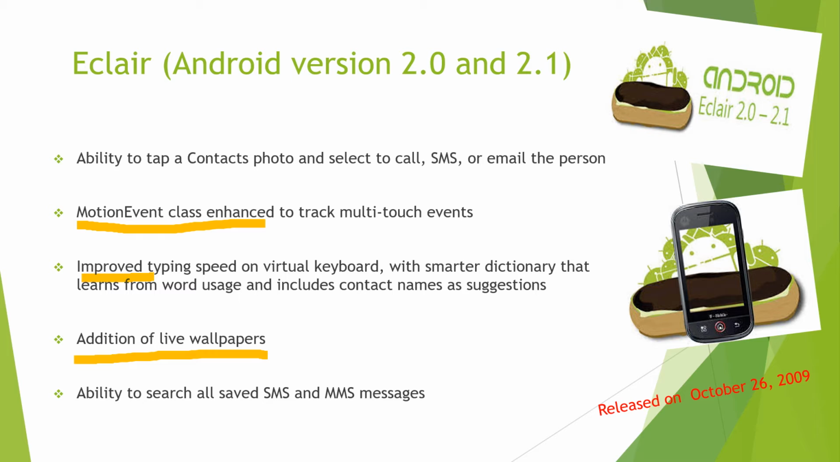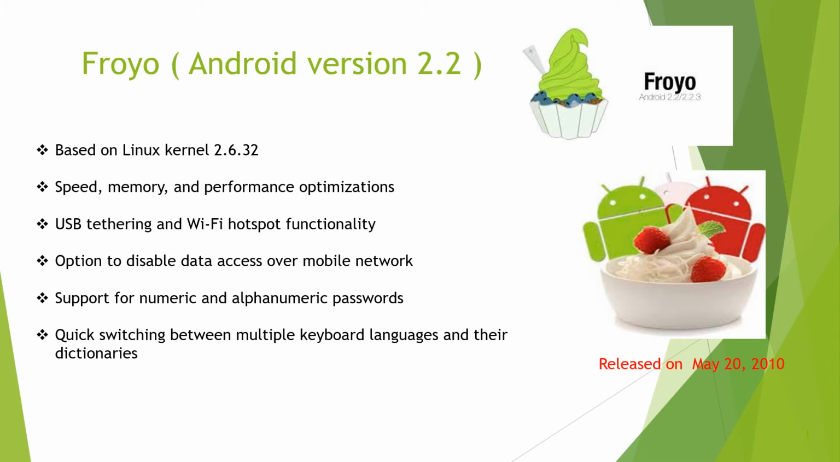So till now we saw 5 different versions of Android, and out of which the first version alpha was released in the year 2008. After that, the next 4 versions beta, Cupcake, Donut, Eclair, all of them were released in the same year 2009. The next Android version is 2.2, which was named as Froyo, and it was released on May 20th, 2010. So Froyo was based on Linux kernel 2.6.32, and Froyo was designed keeping speed, memory, and performance optimizations as one of their main aims.